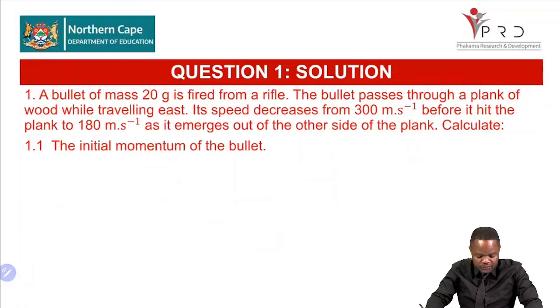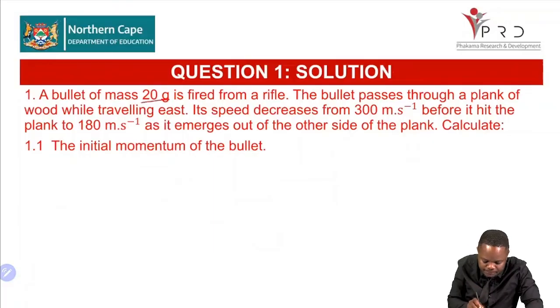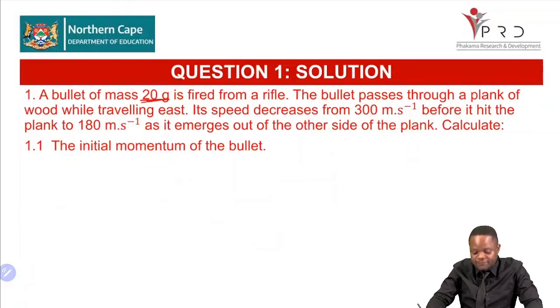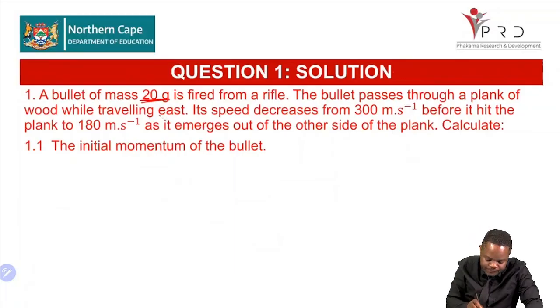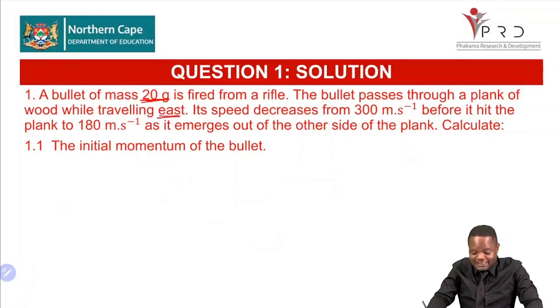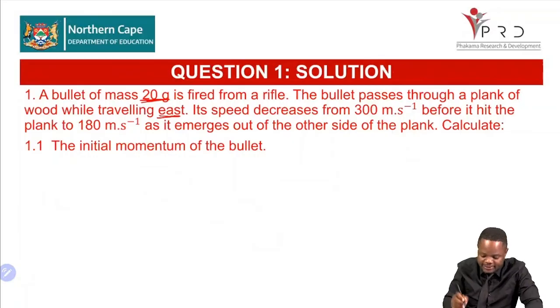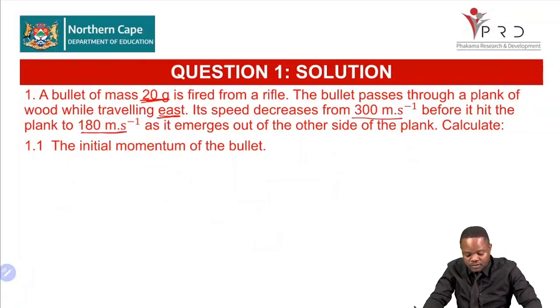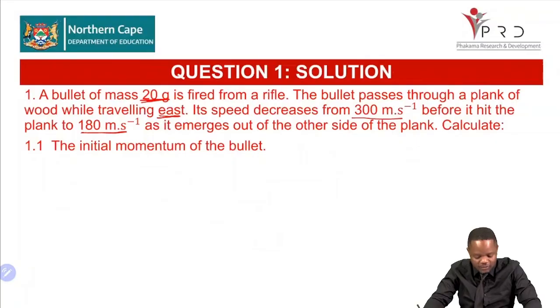A bullet of mass 20 grams is fired from a rifle. The bullet passes through a plank of wood while traveling east. Its speed decreases from 300 meters per second before it hit the plank to 180 meters per second as it emerges out of the other side of the plank. Calculate, number one, the initial momentum of the bullet.